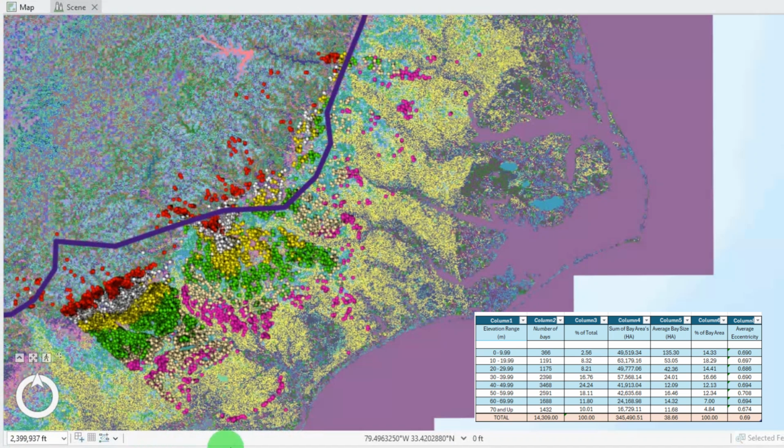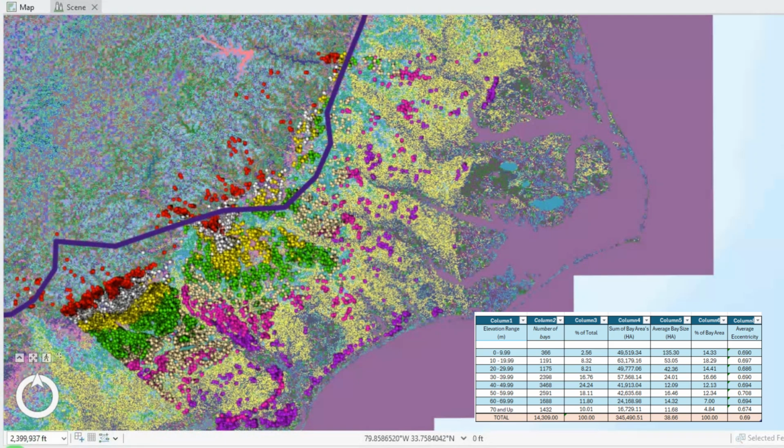These bright purple ones are the 20 to 29.99 meter above sea level bays. There's 1,175 of those, and that's 8.21% of all the bays in North Carolina. Still pretty much not on the yellows at this point.